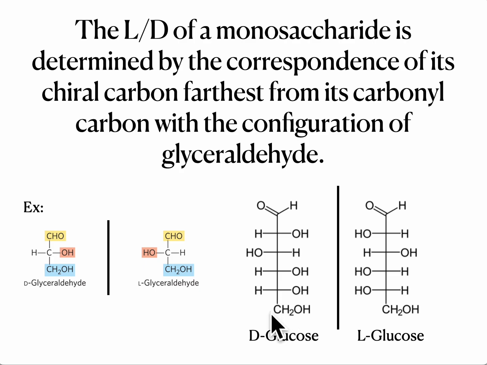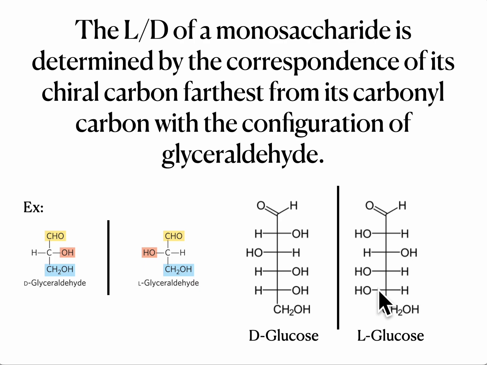You might ask, why is it not this one? Well, keep in mind that for a carbon to be chiral, it has to be asymmetric, which means that it has to connect to 4 different groups. And here it's connected to 2 hydrogens, so it is therefore not chiral. So we have this carbon that is chiral, and this is the farthest carbon from the carbonyl carbon. The configuration of this one has the alcohol on the right, and that matches the D-glyceraldehyde configuration, right? So therefore it is a D-glucose.